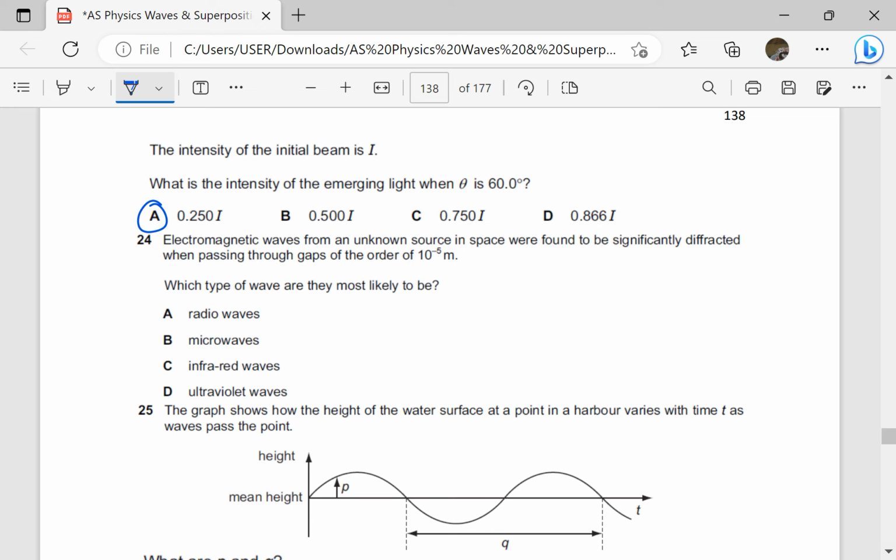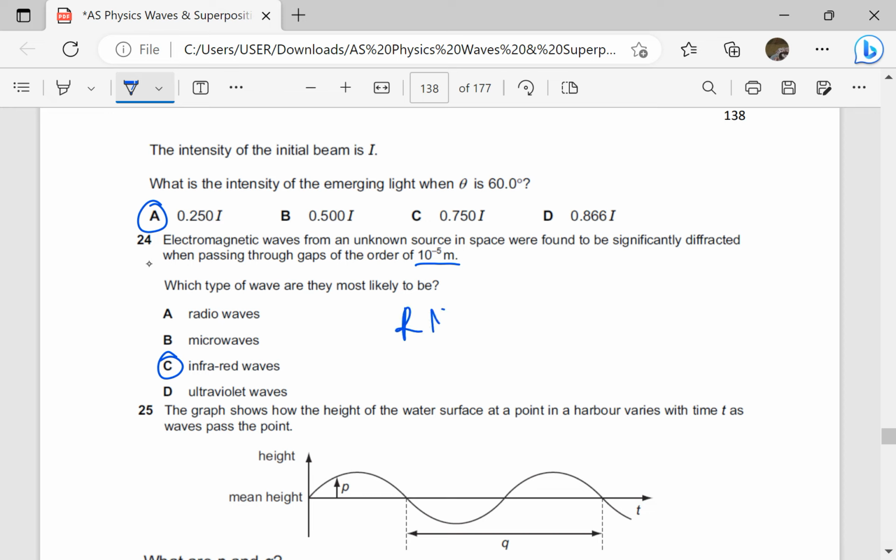Electromagnetic waves from an unknown source in space were found to be significantly diffracted when passing through gaps of the order 10 power negative 5 meters. Without any hesitation, you notice that 10 power negative 5 is approximately infrared. Let's see the question. Which type of wave are they most likely to be? That is automatically going to be infrared waves. If you can't comprehend that, you go back to the electromagnetic spectrum.